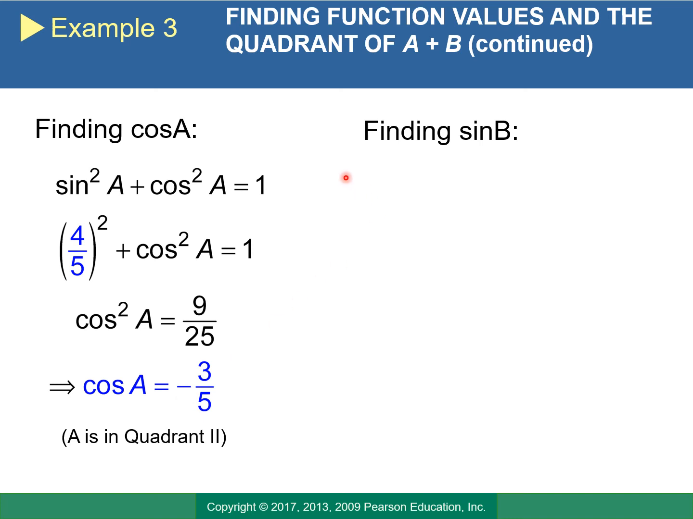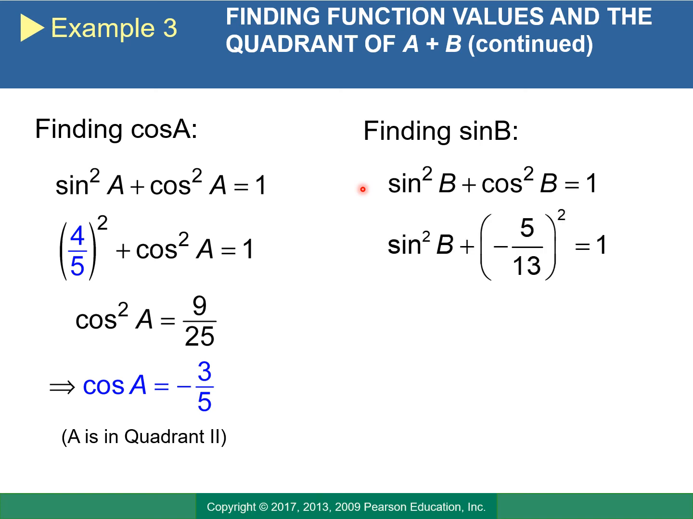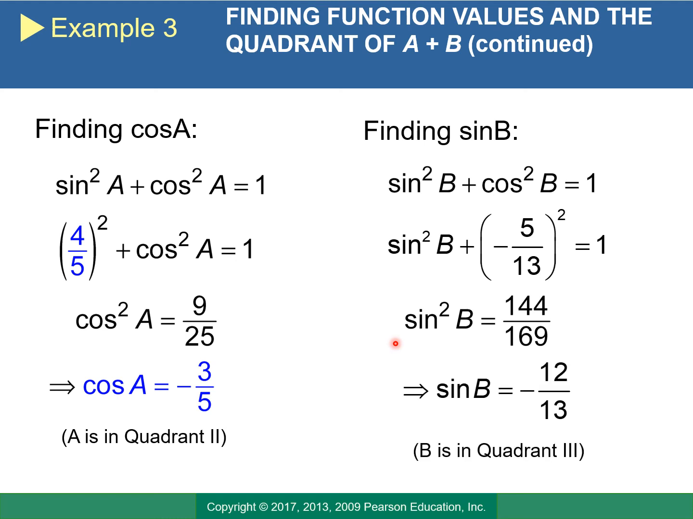Okay, finding sine B, we're going to use our Pythagorean identity again. This time we were told the cosine value for B, it was negative 5/13. So square this value and then subtract it from 1. You end up with sine squared is 144 over 169. Square root both sides. And B was in quadrant 3 and sine is negative in quadrant 3. So we pick the negative when you take the square root here.